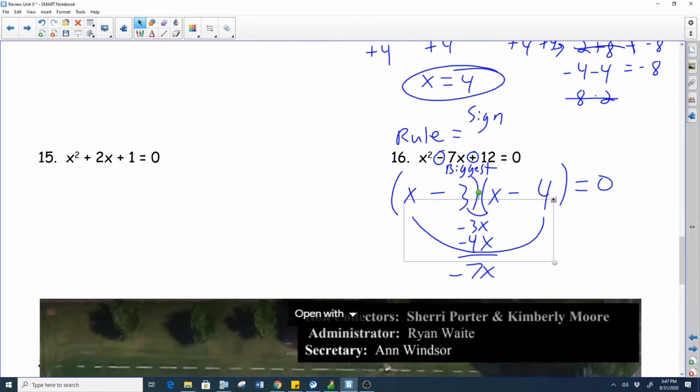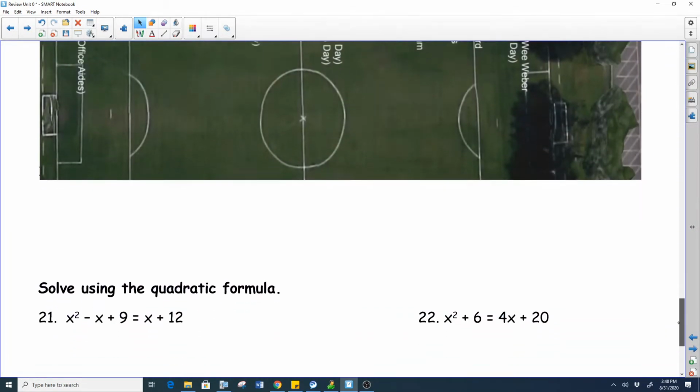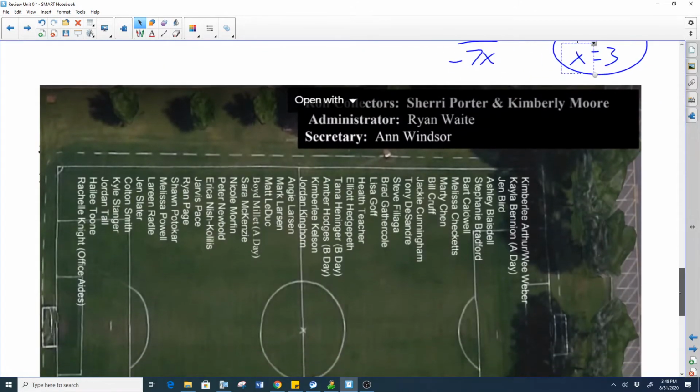We want to set each of those equal to 0, and then just use the opposite sign. So instead of a negative 4, we're going to add 4 to both sides and solve for x. So we're going to get x equals 4. And x equals what? And x equals 3. Nice. So number 16, we're looking for 3 and 4. So there's factoring and solving for you.